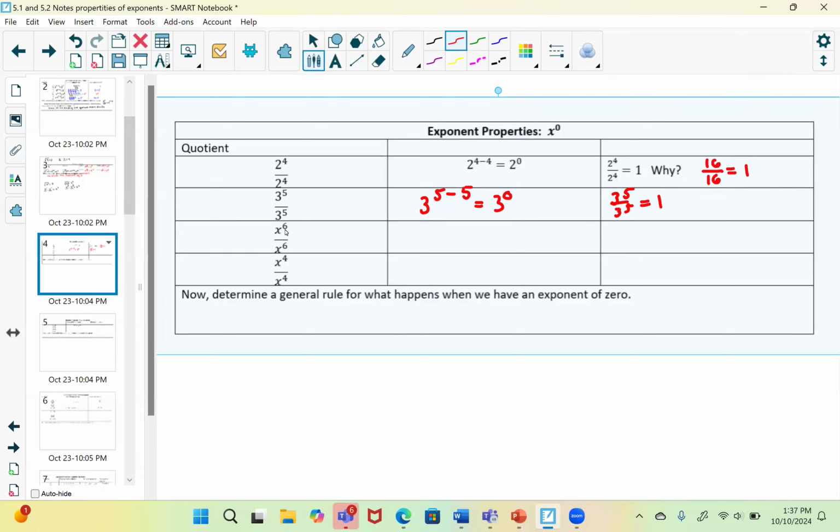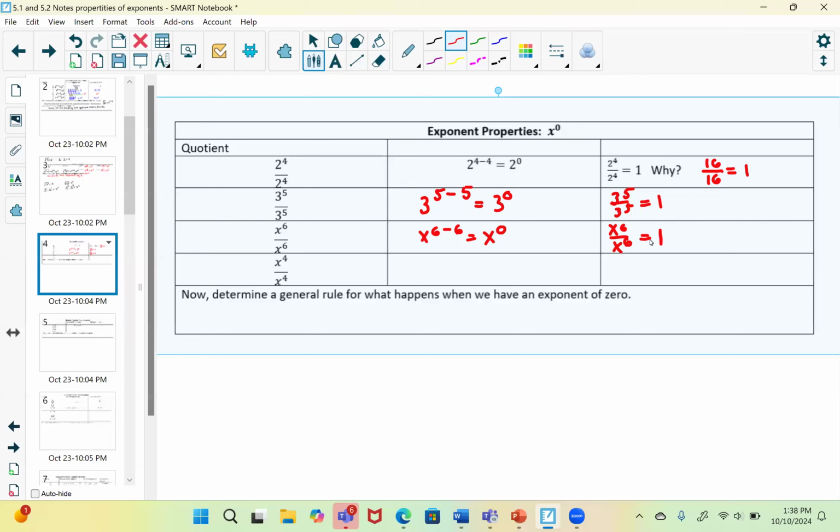And the same rule applies with variables. So if I have x to the 6 over x to the 6, it's x to the 6 minus 6, which is x to the 0. So again, keep the base, subtract them. And x to the 6 over x to the 6 is 1. So anything, again, divided by itself is 1. Do not just cancel it and say it's nothing. It is 1 anytime we divide it by ourselves.